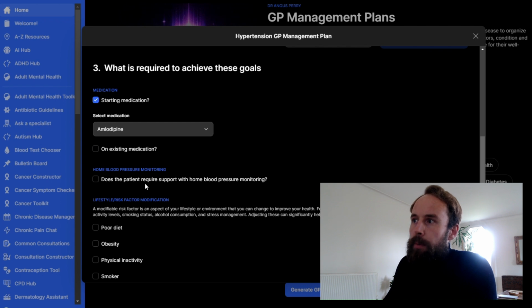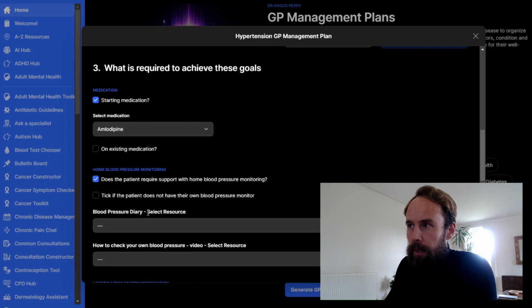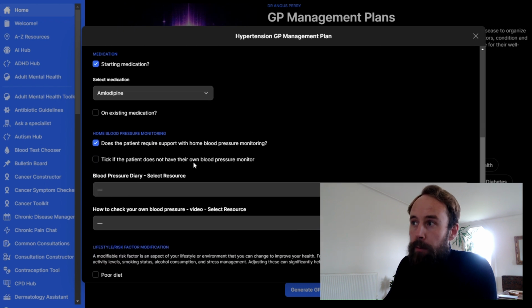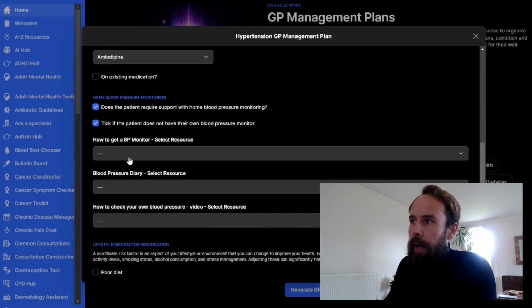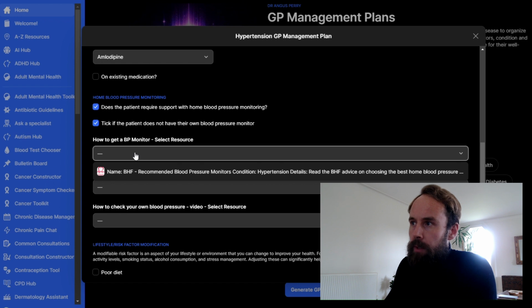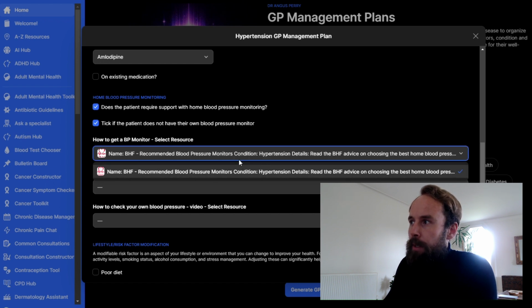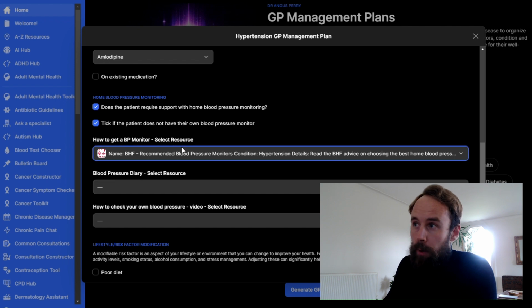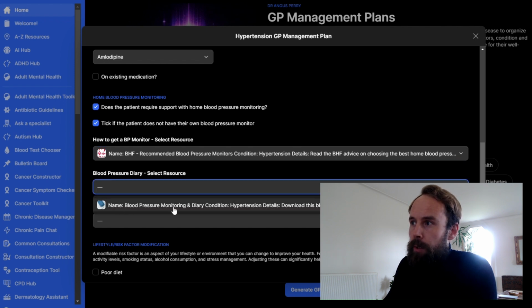Next, does the patient require any support with home blood pressure monitoring? If I tick that, do they have their own blood pressure monitor? And do they not have that? If I tick that as well, I can then choose a resource for blood pressure monitors. If I choose the British Heart Foundation, this gives recommendations on blood pressure monitors. And then I can choose a blood pressure diary.